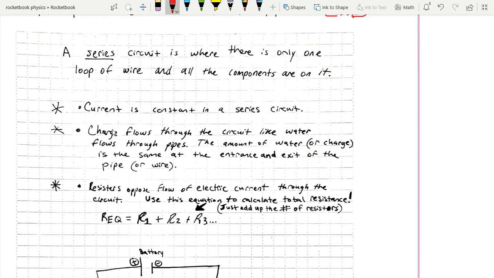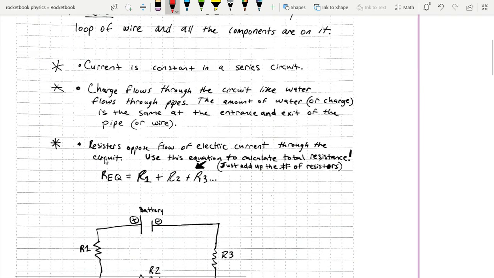So electricity flows through wires, and just like water, right? However much comes in is however much will come out. In this example, the amount of water or charge is the same at the entrance as it is at the exit, right? So just like with water, however much comes in is going to be the same amount going out, within reason.